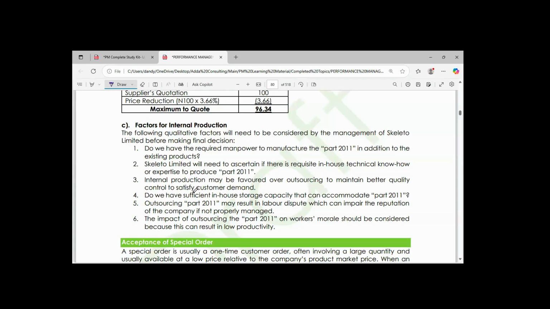Number five, outsourcing Part 2011 may result in labor disputes, which can impair the reputation of the company if not properly managed. Say, for example, the company is already producing Part 2011, when you now decide to outsource it, the workers producing Part 2011 will not be happy. They can go against the company's decision to outsource it, because the union may protest and disrupt the activity of the company.